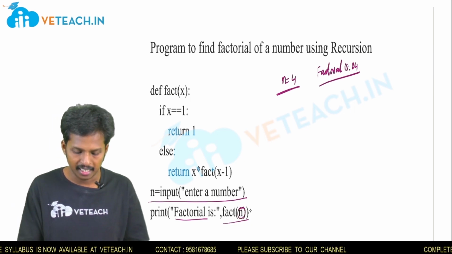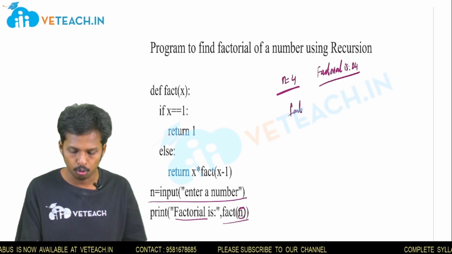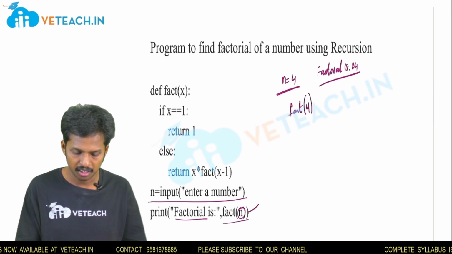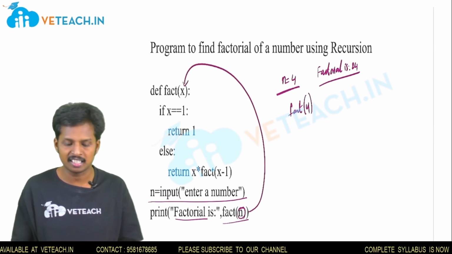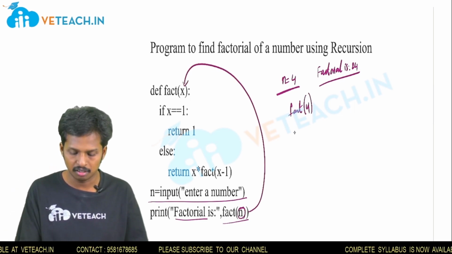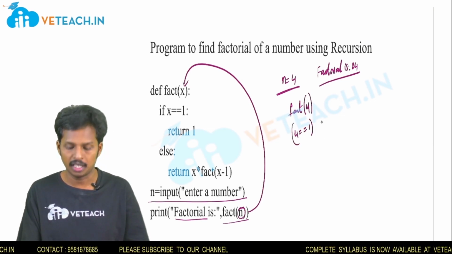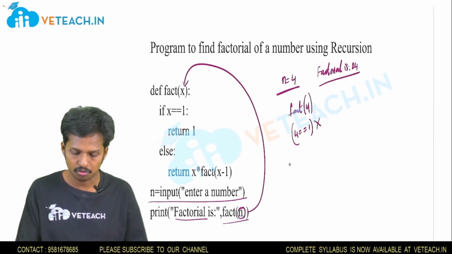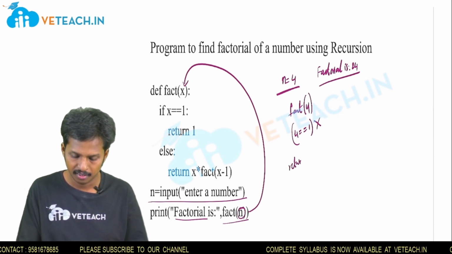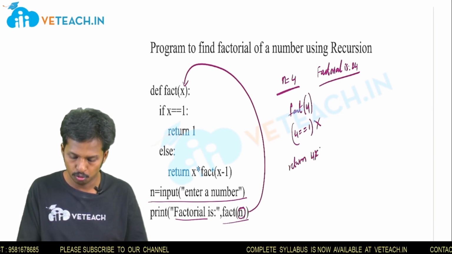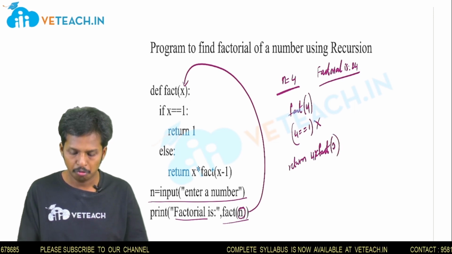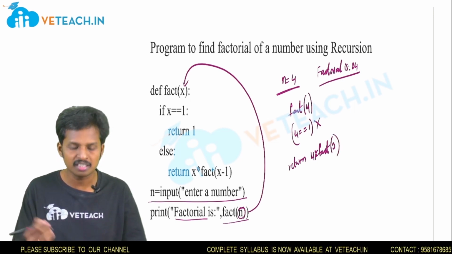Now, fact(n), that is fact(4), will be called. So from here the control transfers to this statement where x becomes 4. Now it checks whether x == 1 or not. Is 4 equal to 1? No. So then what gets returned is x * fact(3), that is 4 * fact(3), which will be returned into this print statement.